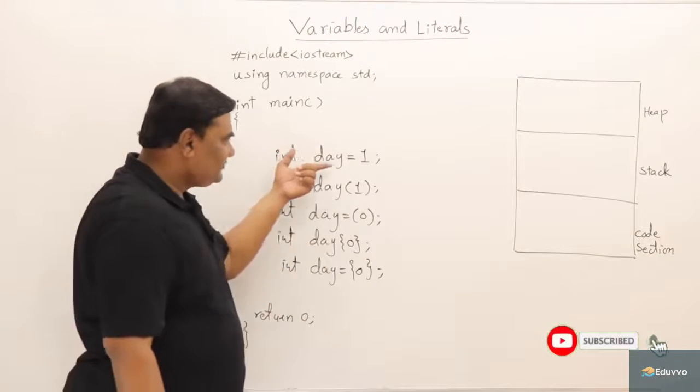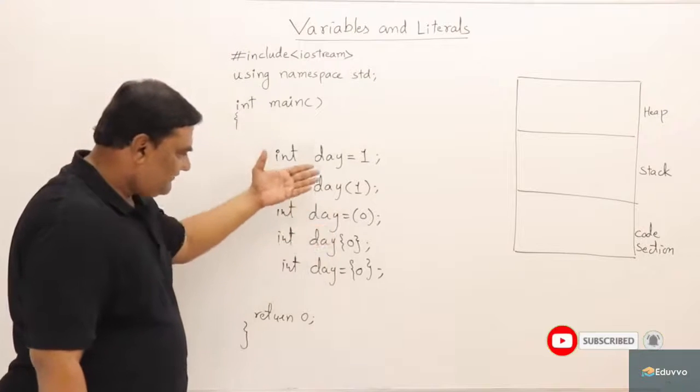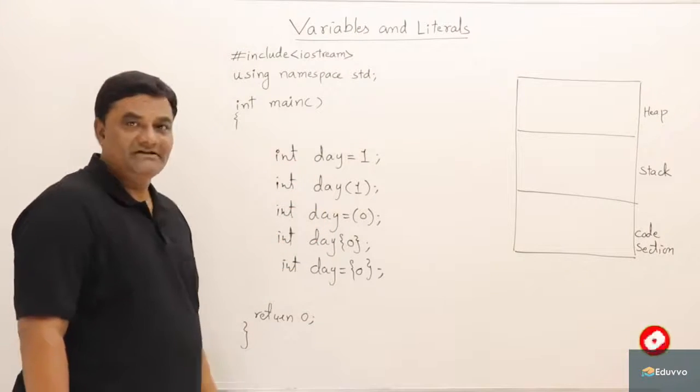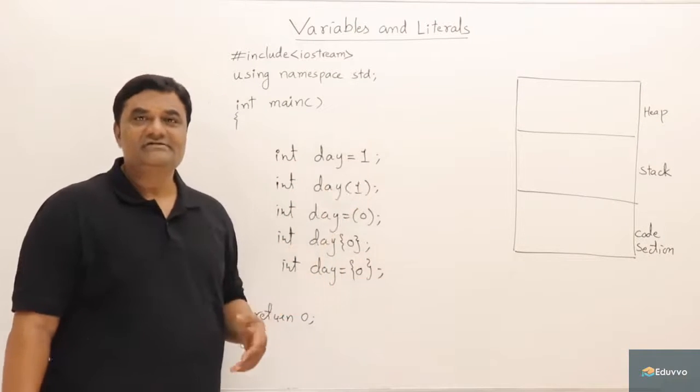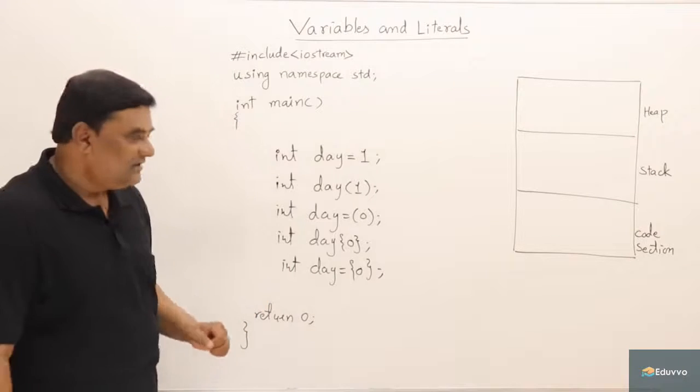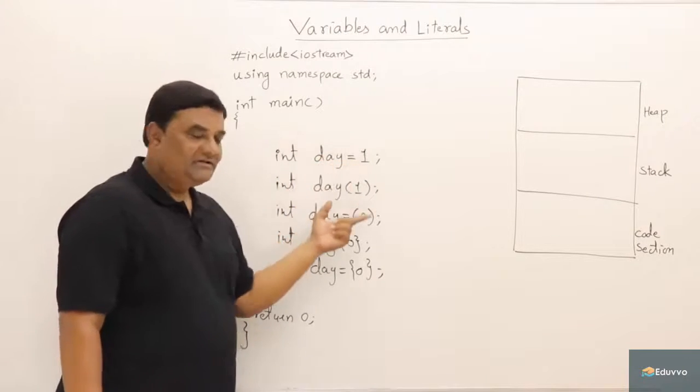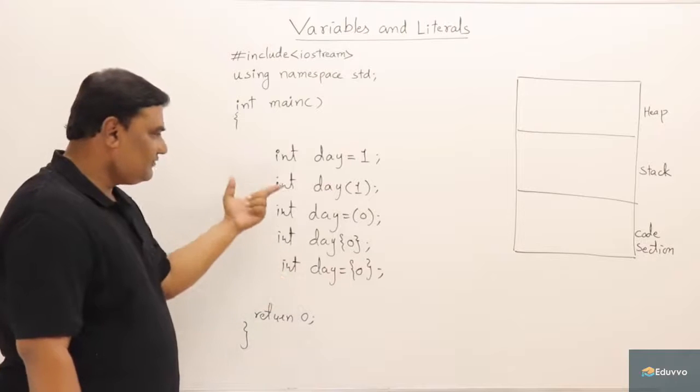Commonly, programmers use this one, but we also have these methods available in C++. These methods were introduced in C++ version 11. Earlier, this was the only method available. Now we can assign the values in any one of these ways.